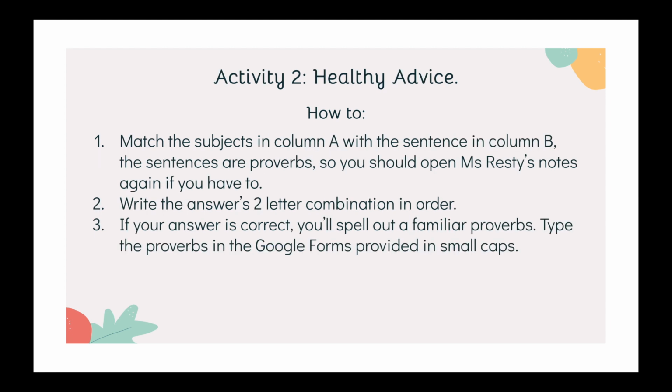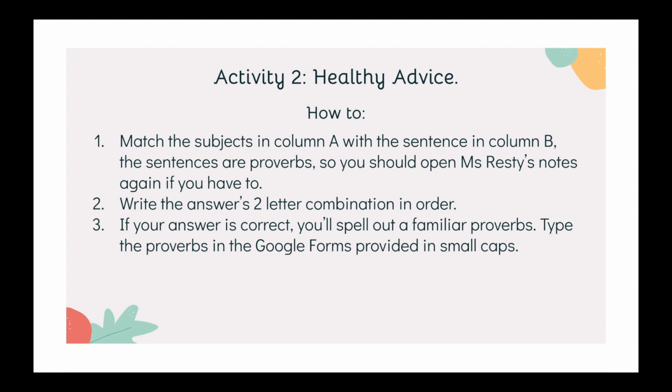And then activity 2 is called healthy advice. What you have to do is match the subjects in column A with the sentence in column B. These sentences are all proverbs, most of them. So if you are stuck, you should open Miss Resti's notes again if you have to. Write the answers as letter combinations. In column B, there are two-letter combinations in bold and in brackets. Write them in order.